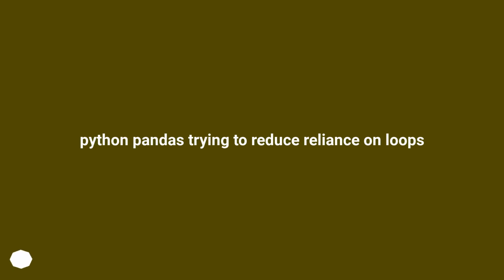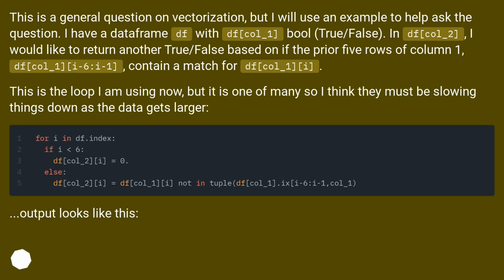Python pandas, trying to reduce reliance on loops. This is a general question on vectorization, but I will use an example to help ask the question. I have a data frame df with df['call_1'], bool, true/false. In df['call_2'], I would like to return another true/false based on if the prior 5 rows of column 1, df['call_1'][i-5:i], contain a match for df['call_1'][i].